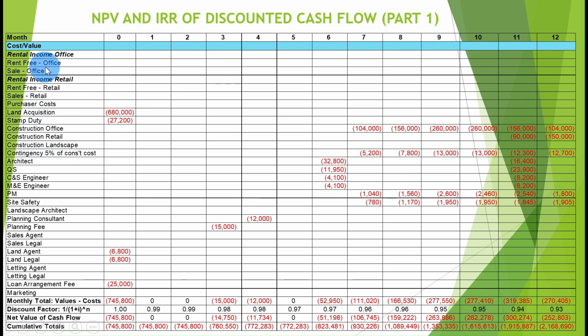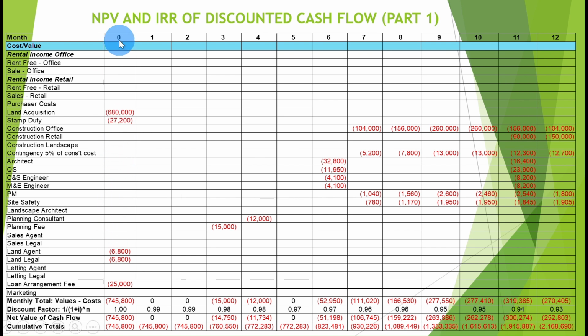We put all the income and cost we have in the data information in the previous slide we have discussed. Then we put all the cost or revenue in the respective month. Here the land acquisition is 680,000, incurred at the present or the month of 0, and stamp duty cost we put here. I put the amount in brackets because I set the format like this.